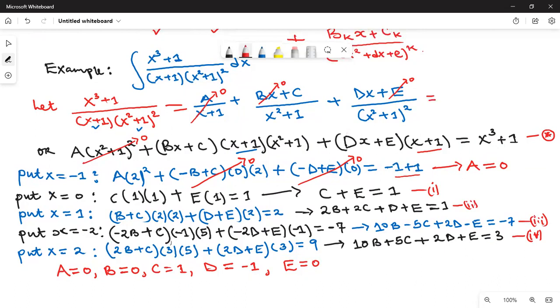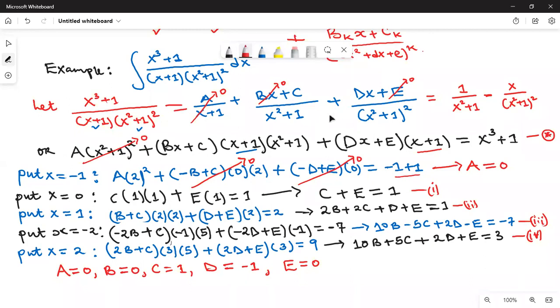So this function can be written as, C is +1, 1 over x squared plus 1, minus, D is -1, so that is minus x over x squared plus 1, the whole of this squared. So that is what you get when you decompose that kind of a fraction.